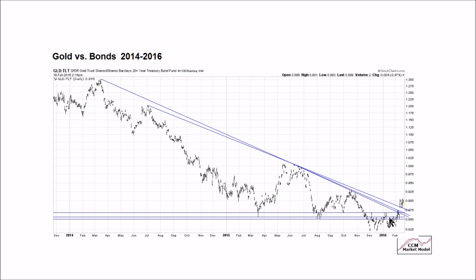Here's another breakout. All things being equal, we would prefer to buy things that are in established uptrends. Here, this ratio is in an established downtrend, but it too has cleared some levels that have held dating all the way back to 2014. This isn't negative for TLT. It just tells you that gold is now doing some things that it was unable to do over the last 24 months or so.